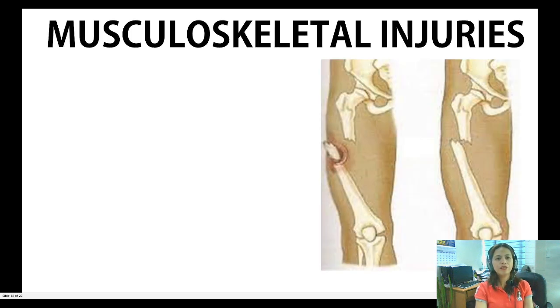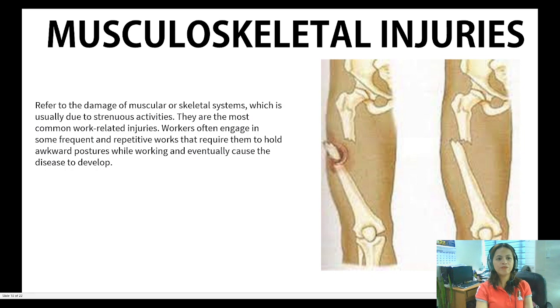We also have here the musculoskeletal injuries of physical disabilities. This refers to the damage of the muscular and skeletal systems. It is usually due to strenuous activities. They are the most common work-related injuries. Workers often engage in frequent and repetitive work that requires them to hold awkward postures while working and eventually cause the disease to develop.